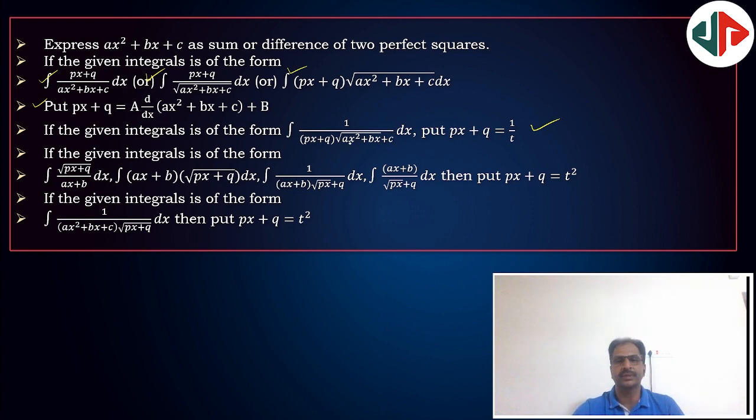If the given integral is in this form, integral 1 by px plus q into root of ax square plus bx plus c, put px plus q is equal to 1 by t. Next step, the given integral is in any one of these forms. You have px plus q and ax plus b, both are linear functions.